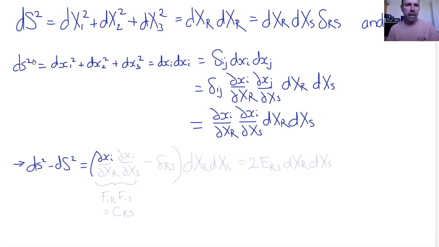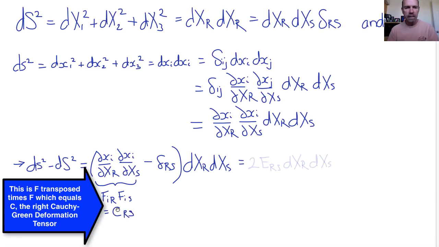Therefore, the difference now between d little s squared and d big S squared will be del xi del Xr, del xi del Xs, minus delta rs, times d big Xr, d big Xs. Now, notice that del xi del Xr here is F_ir, and del xi del Xs here is F_is. In other words, this is F transpose F, which is C, the right Cauchy-Green deformation tensor. So this term here is C_rs, and C_rs minus delta rs is 2 times E_rs, the Lagrangian finite strain tensor.